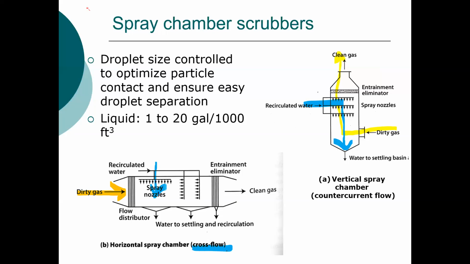You need a gas flow rate that is sufficient to keep the water droplets suspended. If the water droplets just fall, the faster they fall, the less contact you have. So if the gas actually keeps those water droplets in suspension, then you've got more time for mass transfer of the particles or the gases, as I showed you before, to be transferred across the air-water interface and then into the water droplet.